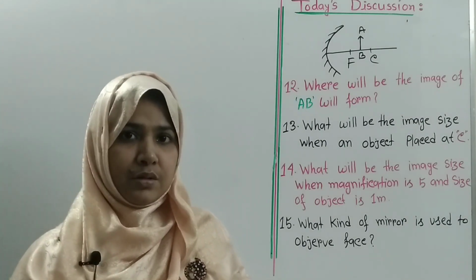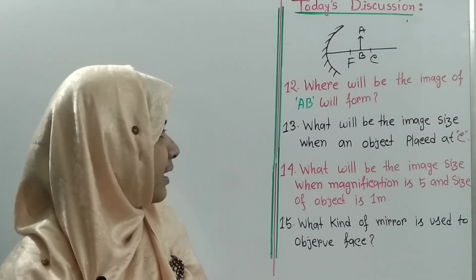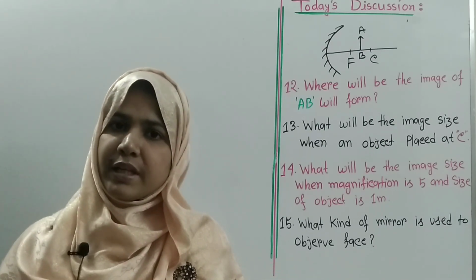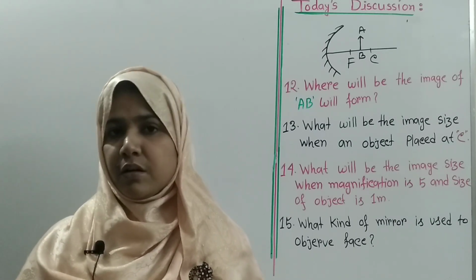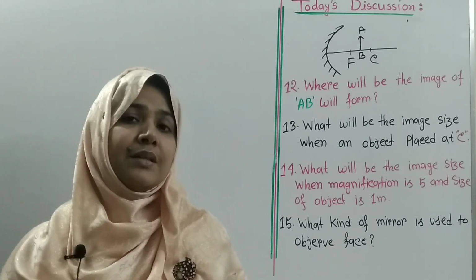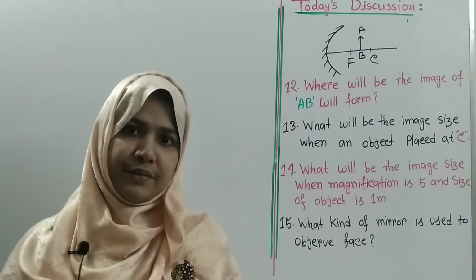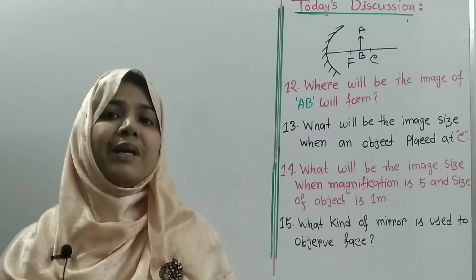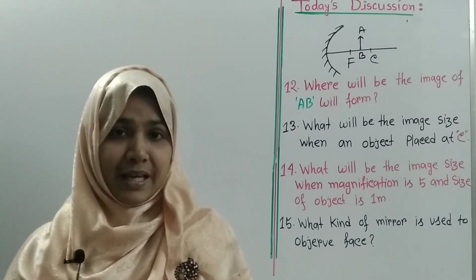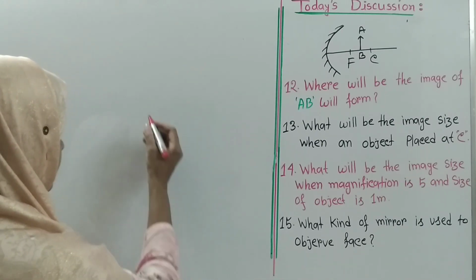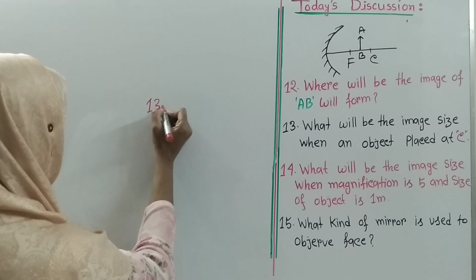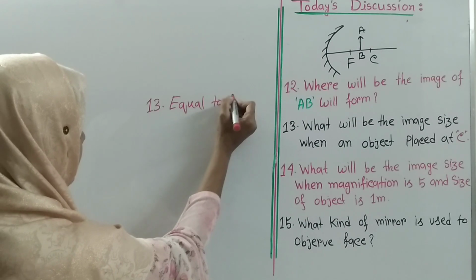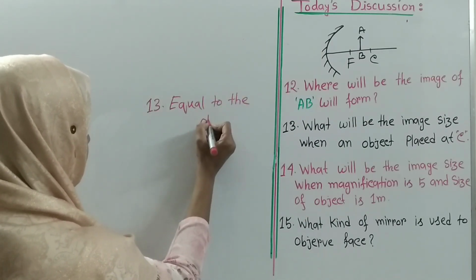Question 13. The question is what will be the image size when an object is placed at C, or center of curvature? You know that whenever we put an object in a concave mirror at the center of curvature, then the image will form at the center of curvature and the size of the image and size of the object will be equal to each other. So, the answer of question 13 is equal to the object.